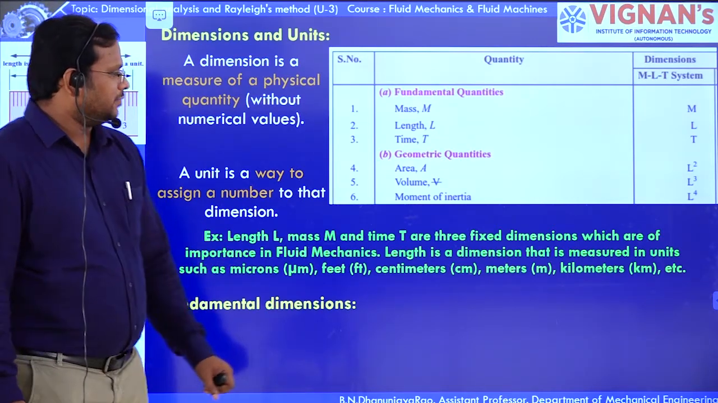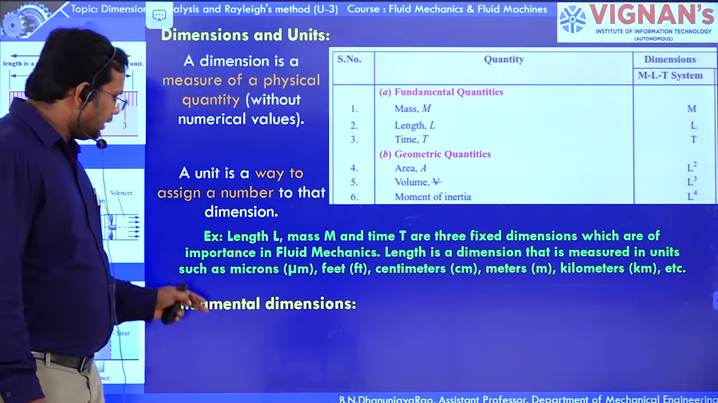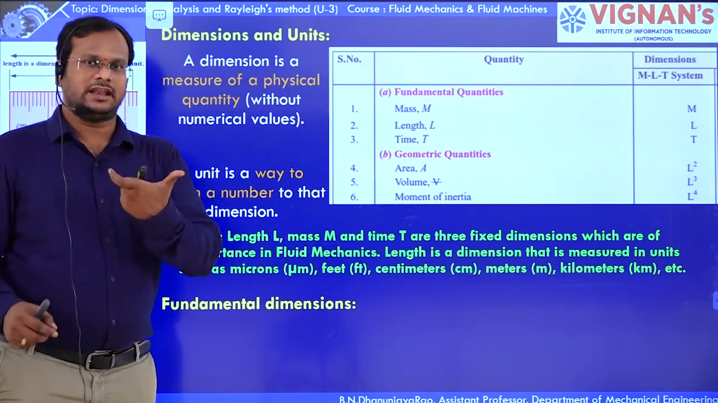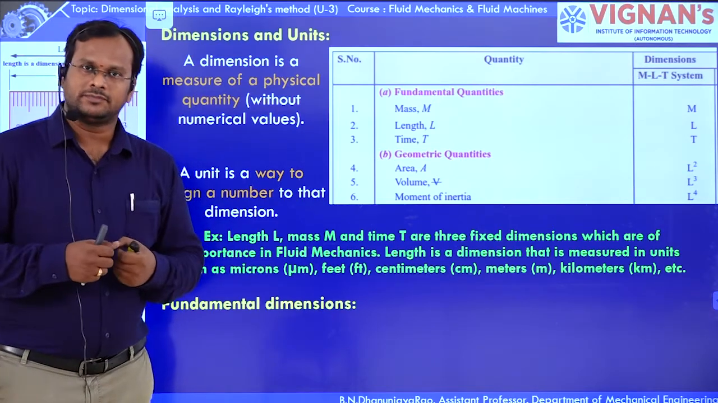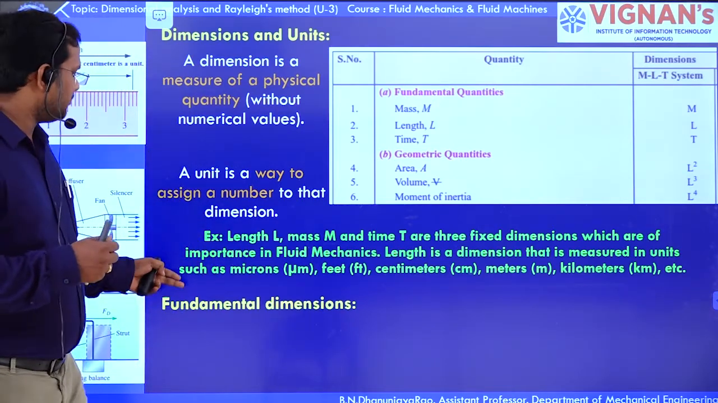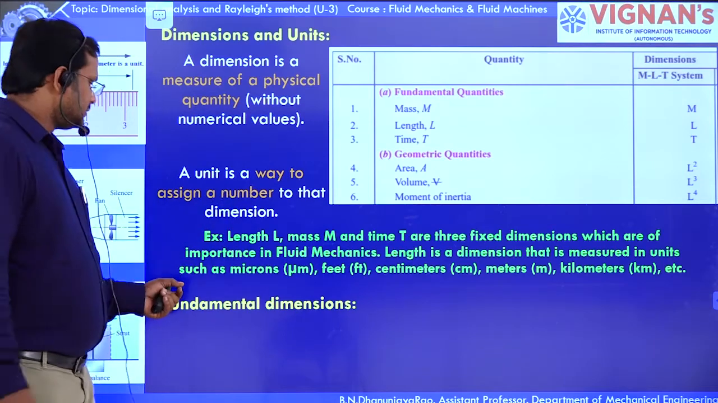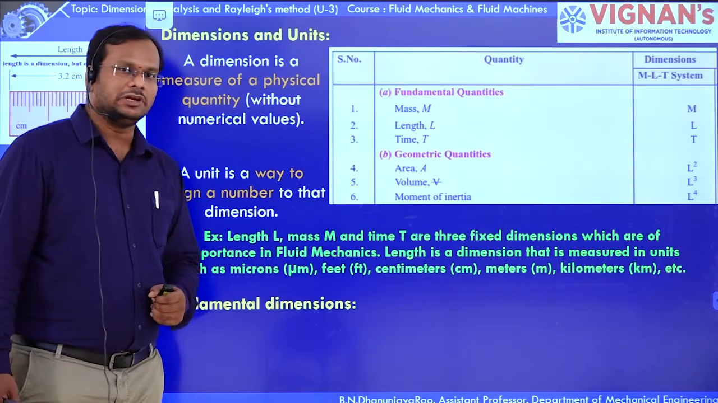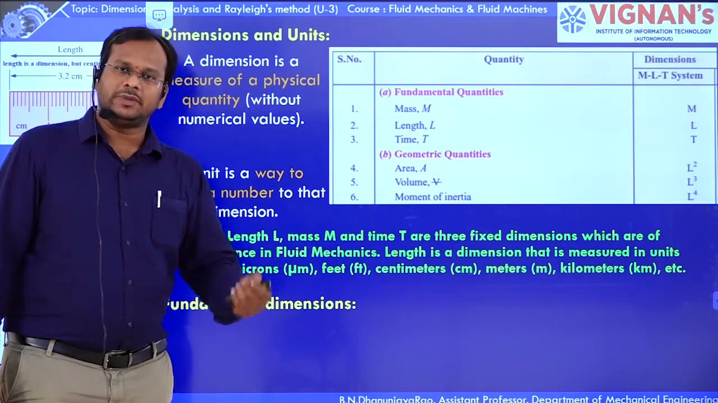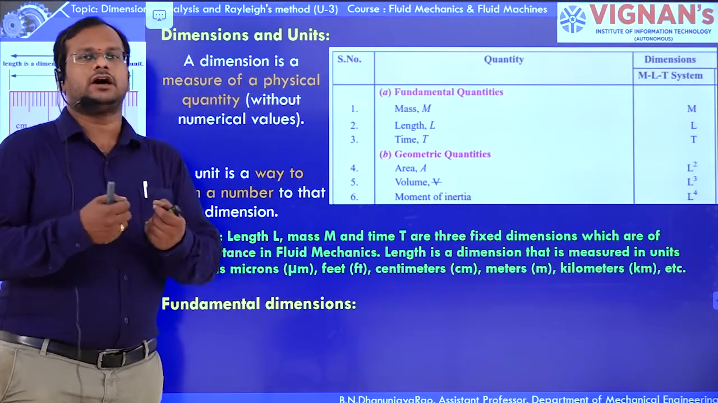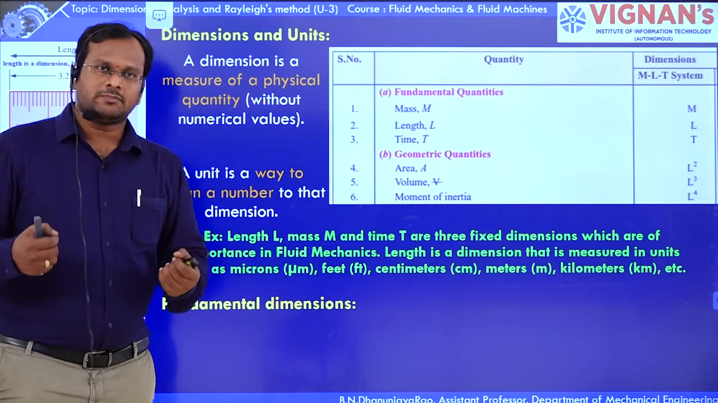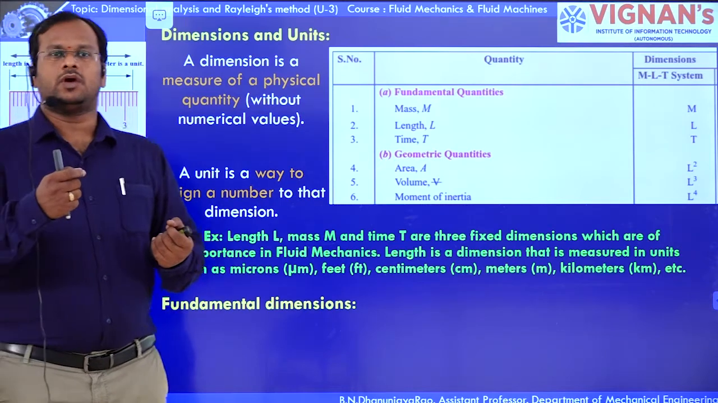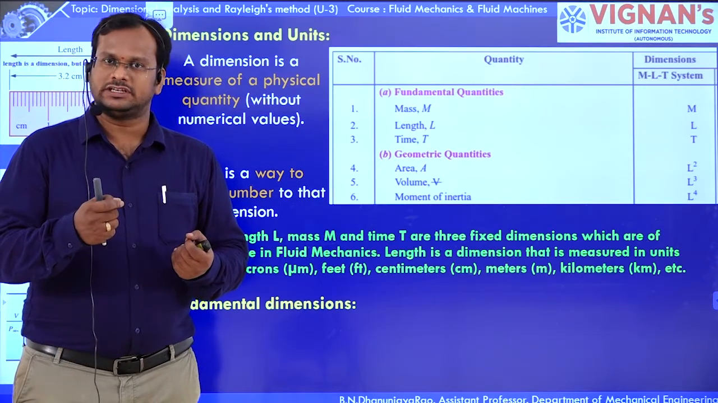Length is a dimension that is measured in units such as microns, feet, centimeter, meter and kilometer. All these are units. Suppose we take velocity, what are the units of that particular velocity?